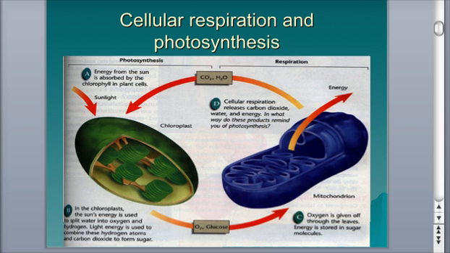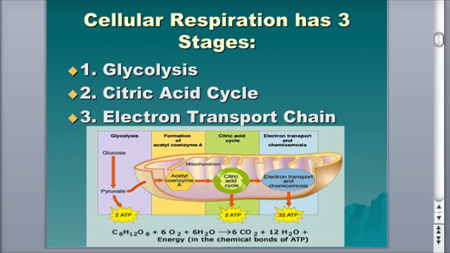There's no section in your notes for this slide, but it's a good representation of the relationship between respiration and photosynthesis. Cellular respiration has 3 primary stages. The first is glycolysis, the second is the citric acid cycle, and the third is the electron transport chain. I know we have seen the electron transport chain elsewhere in photosynthesis, but this one is quite different in some ways and similar in others.